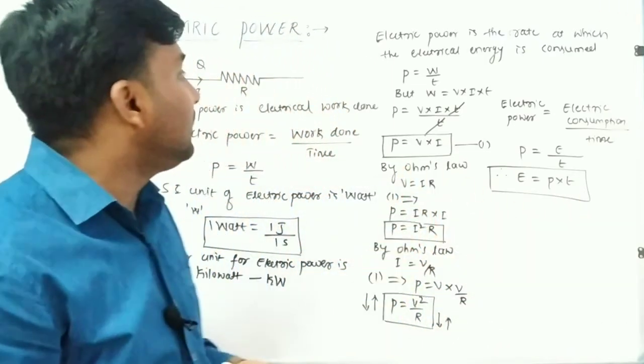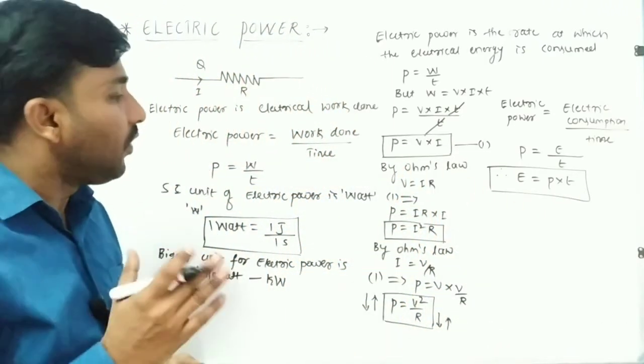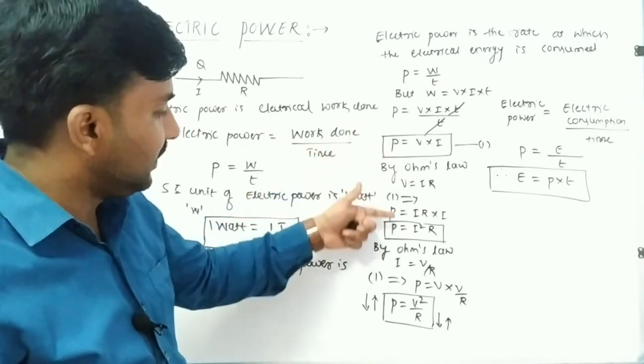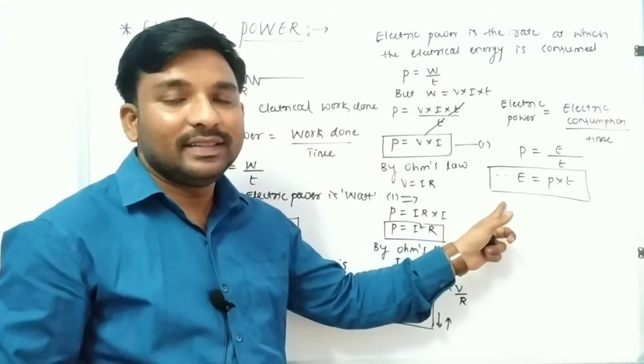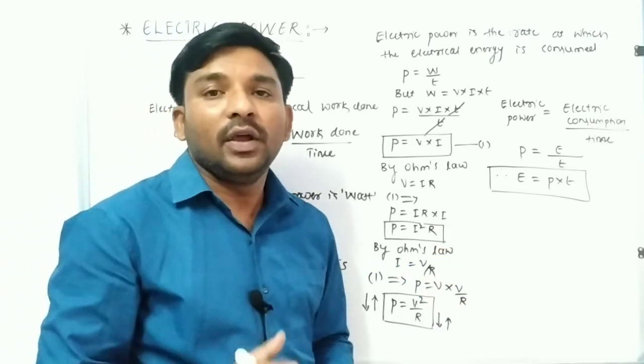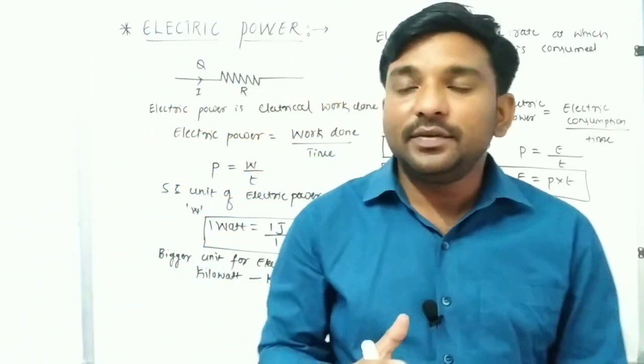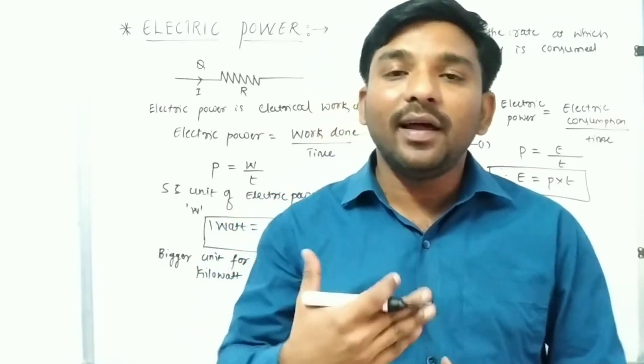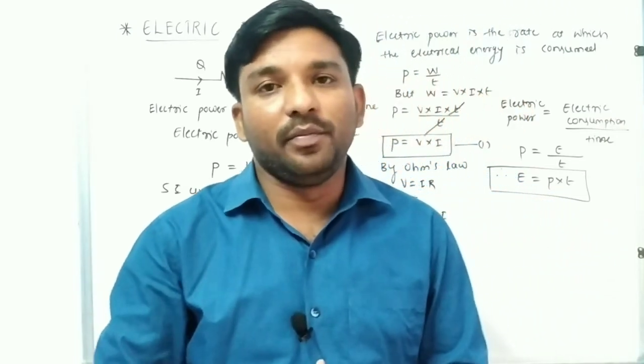So these are the five formulas: first one, second one, third one, fourth, and the fifth one. These are the five formulas we need to remember in terms of the topic, that is electric power. These formulas are very helpful to solve numerical problems.